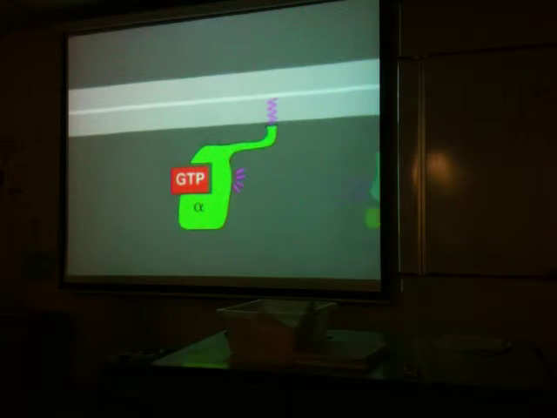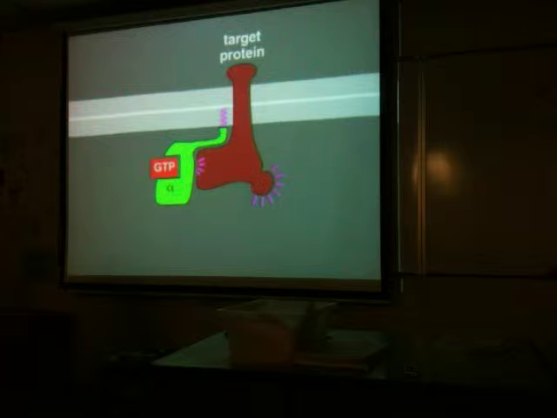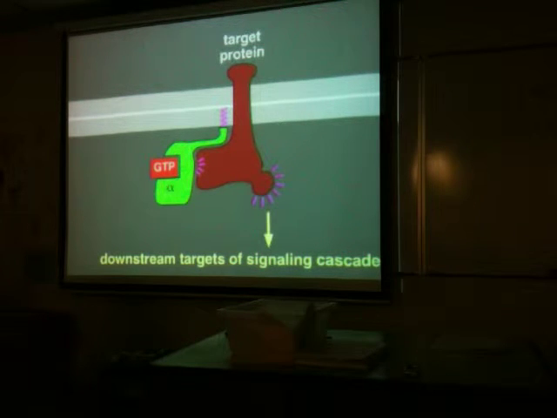In some cases, as shown here, the activated alpha subunit dissociates from the activated beta gamma complex, whereas in other cases, the two activated components stay together. In either case, both of the activated components can now regulate the activity of target proteins in the plasma membrane, as shown here for a GTP-bound alpha subunit. The activated target proteins then relay the signal to other components in the signaling cascade.